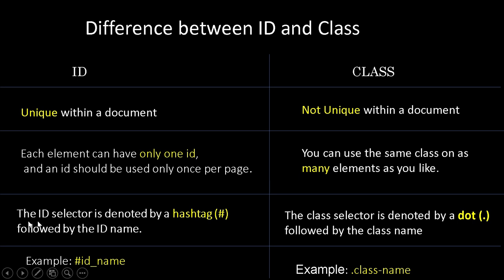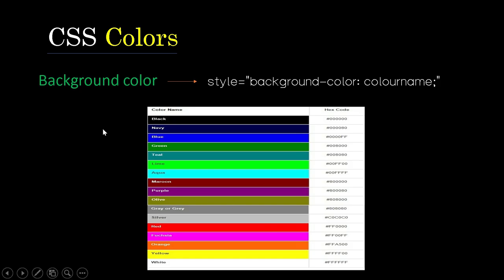In a class, you can use the same class on as many elements as you like. The ID selector is denoted by a hashtag followed by the ID name, and the class selector is denoted by a dot followed by the class name. Now we are going to see CSS colors. So this is the background color. The syntax is style, background color, and we choose any color.